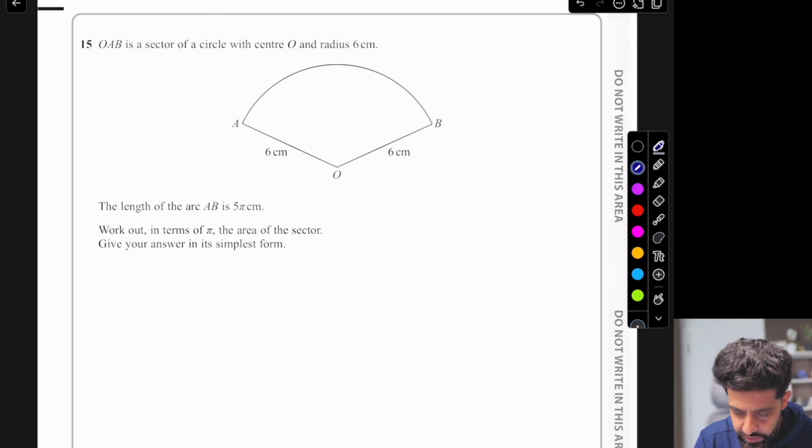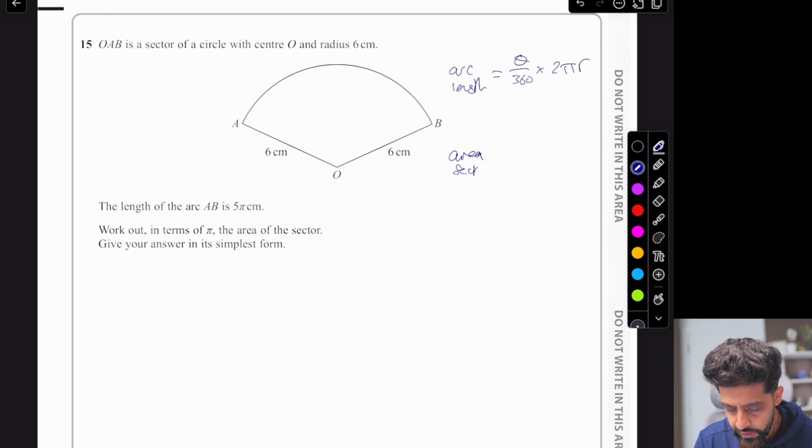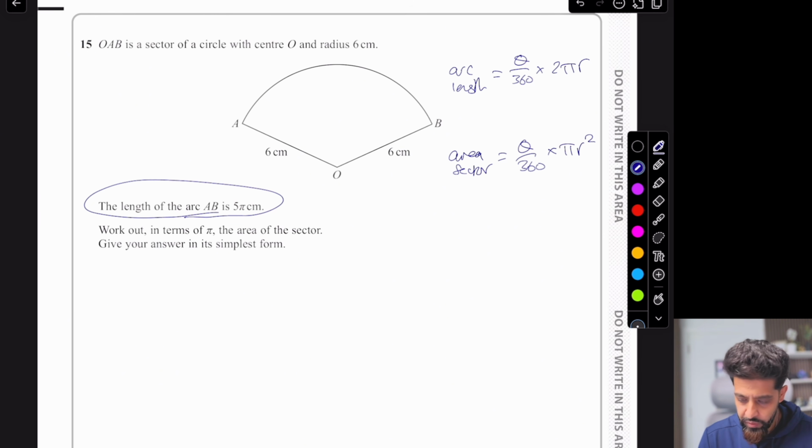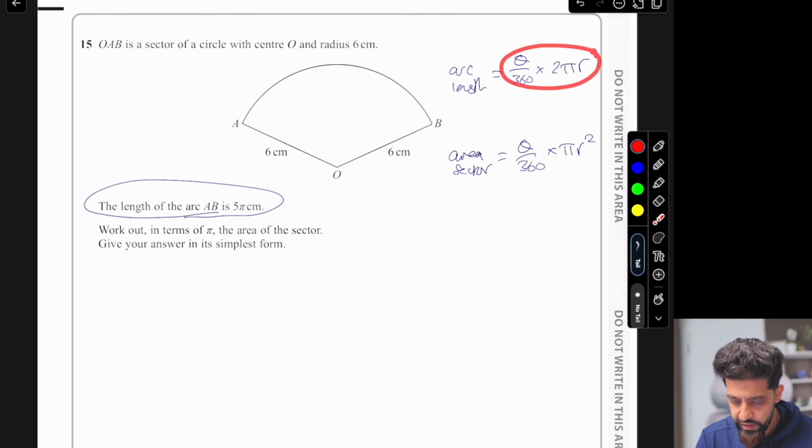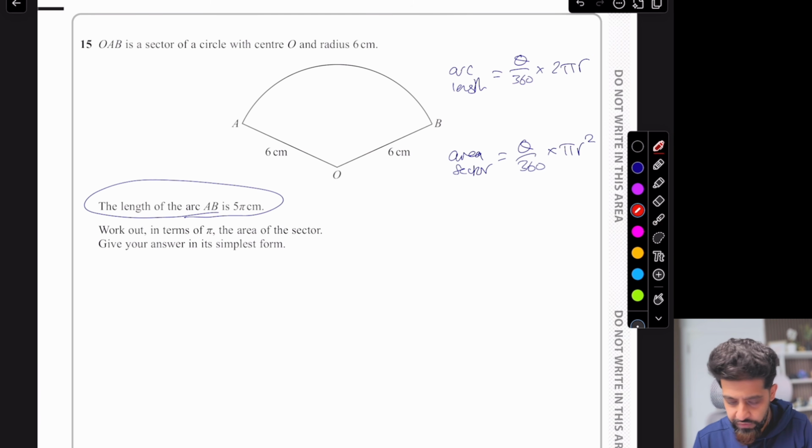So write down the formula. So arc length is going to be theta over 360 times 2 pi r, and then the area of your sector is going to be theta over 360 times pi r squared. So using this part, we can say that this can be equal to 5 pi, and theta is something that we need to find here. Okay, so we need to find the angle theta using that, because we don't know it here yet.